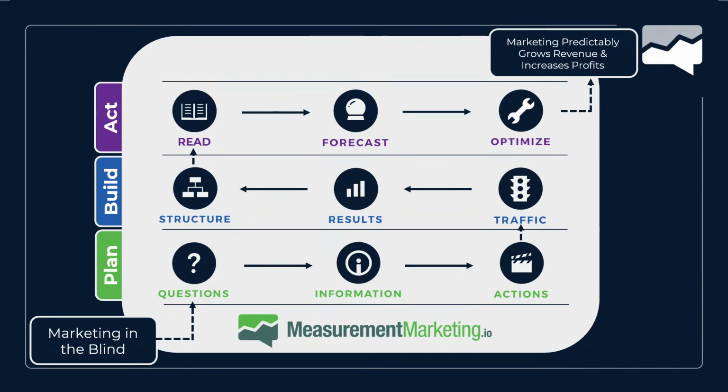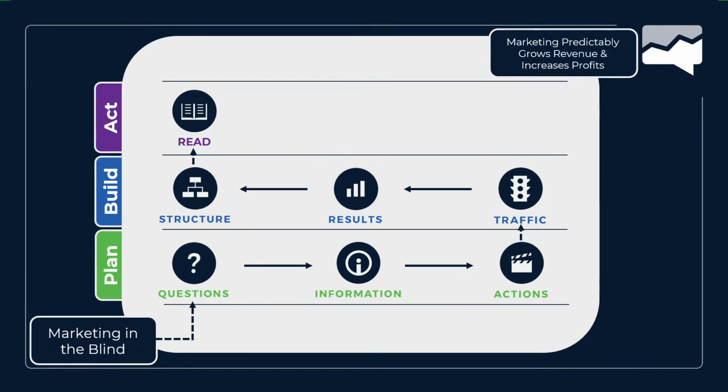Now, the audit itself, remember, you should at least have a basic understanding of your KIA: the questions, the information, the actions. We always call that KIA here at measurementmarketing.io. Then, as part of that process, or right toward the tail end of it, you start going, okay, well, let's look into Google Analytics so we can see what our existing traffic looks like, what our existing results look like, and what our existing structure looks like. Okay, so that's how to actually think about it.